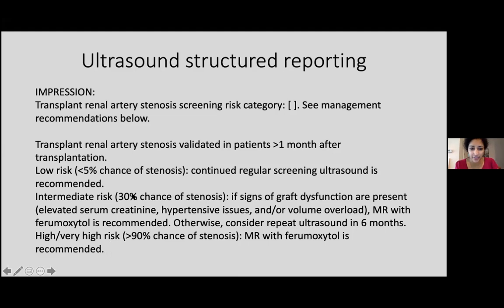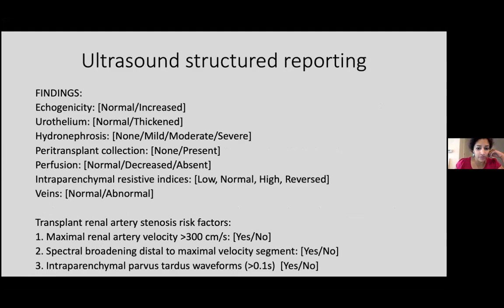So for the resistive indices, if you go back a slide, you give low, normal, high, but they're not defined there. Can you? Yeah, there are various definitions that are used. We use low as less than 0.6, normal is 0.6 to 0.8, high is 0.8 to 1, and reverse is over 1. Within our templated reports, if you hover over them, it'll actually give you those particular parameters.